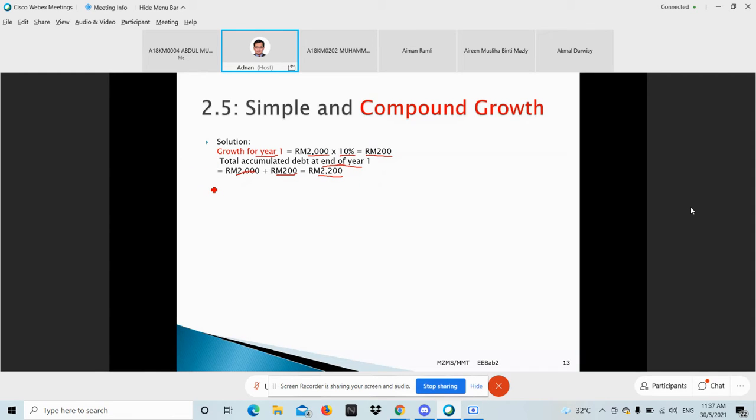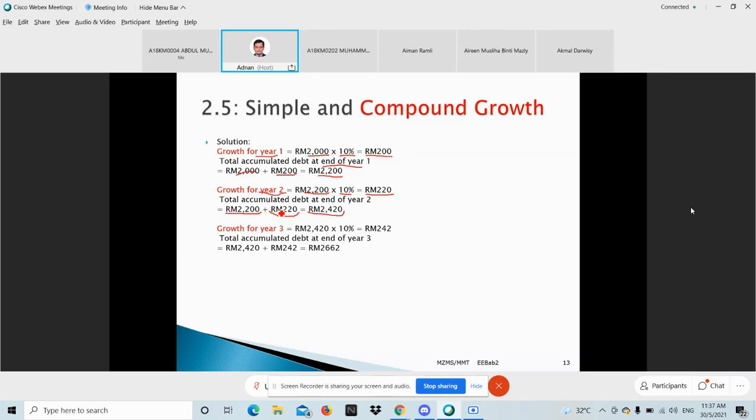Okay, 200, 2,200. What happened in year 2? Year 2, you ada 2,200 multiplied by 10%, dia akan dapat 220. So accumulatednya adalah 2,200, okay, plus 220, so akan jadi 2,420. Okay, ini adalah pada akhir tahun kedua.